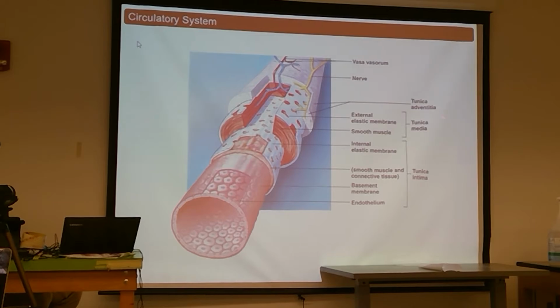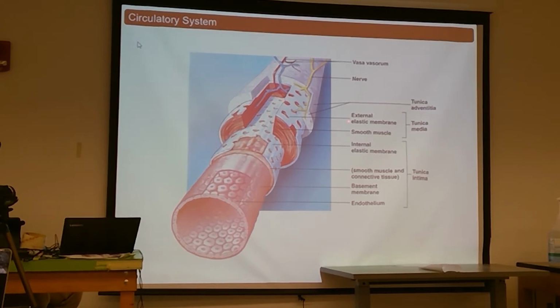So this is the tunica media that we were talking about. This layer has the external elastic membrane and all the smooth muscle. And we'll get into which type of arteries have the certain amount of layers and stuff like that. Like I said, they start off very thick and they get thinner and thinner as they go down before they reach the capillaries.